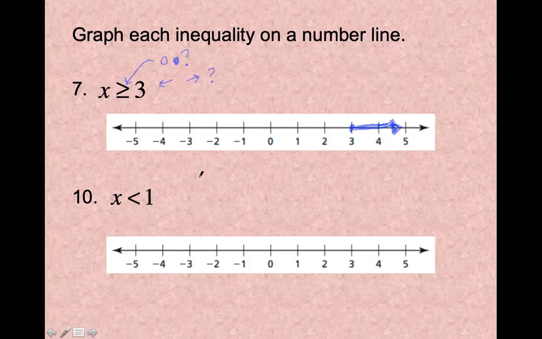All right, our next one, x is less than 1. So this time it's going to be an open circle because it's strictly less than. I go to 1.